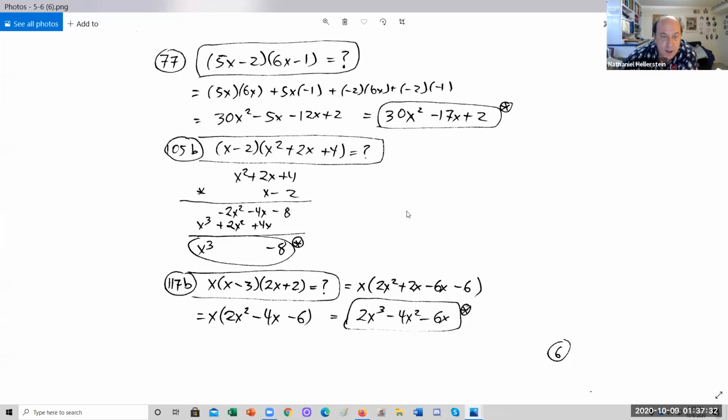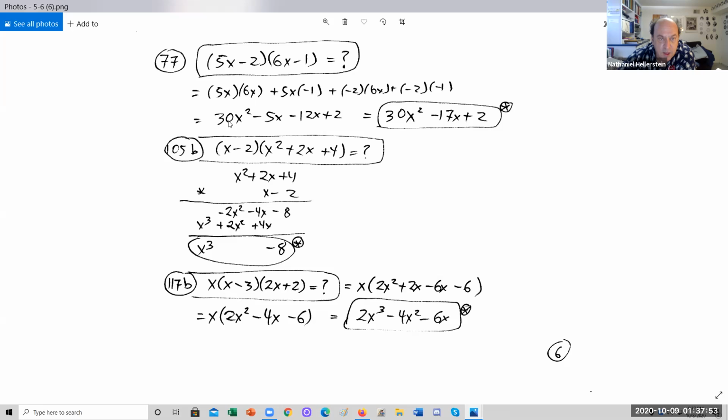All right, another FOIL, 5x minus 2 times 6x minus 1. First, 5x times 6x here. Outer, 5x times minus 1 here. Inner, minus 2 times 6x here. And last, minus 2 times minus 1 here.